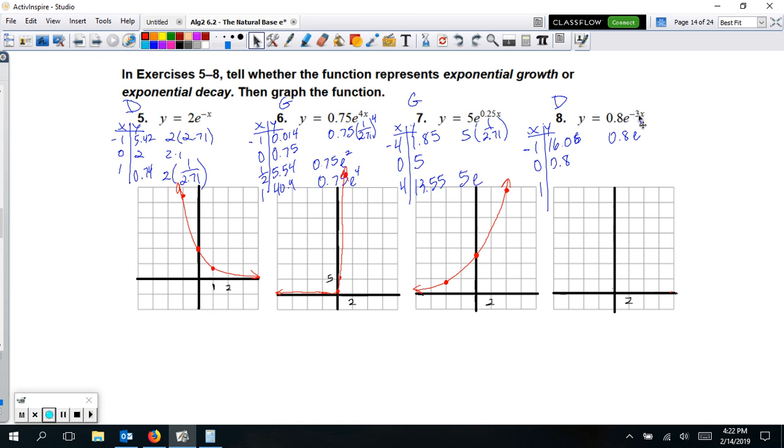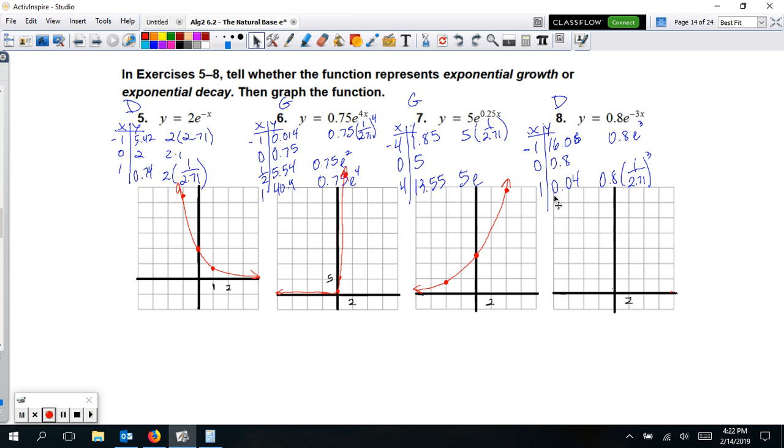And then if we just put the 1 in there, that's going to be -3. So it's going to be 1 over 2.71 to the 3rd power. So we'd be doing 1 divided by 2.71, then raise it to the 3rd power, then times it by 0.8, just like I was showing you on this one with the calculator. This one's also going by 2's, both x-axis and y-axis. So it'll look like this.